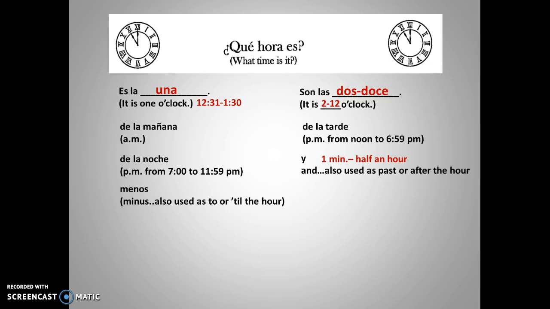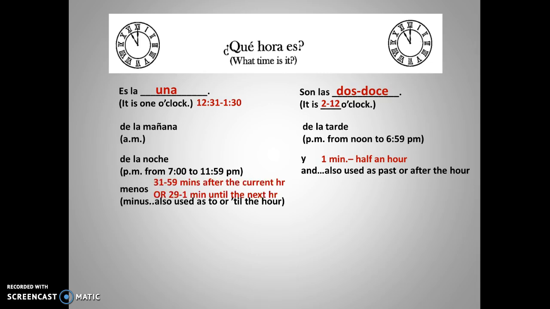You're also going to use menos. And so when you use menos, you're literally saying minus, which we'll refer to in time as to or till. So if I say it's 10 minutes till 3 o'clock, or if it's 20 minutes till 2 o'clock, we use those as time as far as till or literally minus.